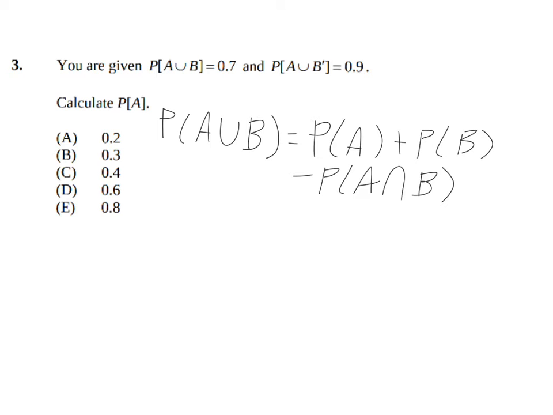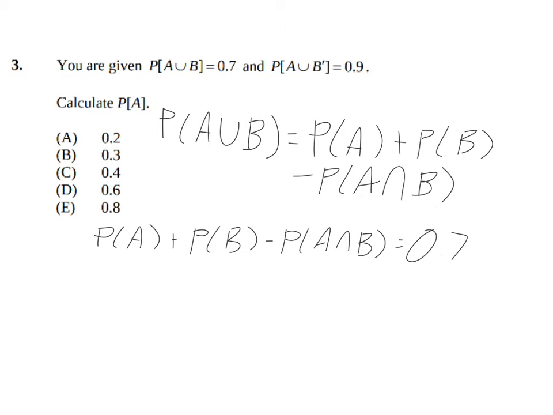So what I can do is, well, we see that probability of A union B equals 0.7, so I can go ahead and use this formula. I can say probability of A plus probability of B minus probability of A intersection B equals 0.7. I also have one for probability of A union B complement. That little accent mark is the same as B complement.